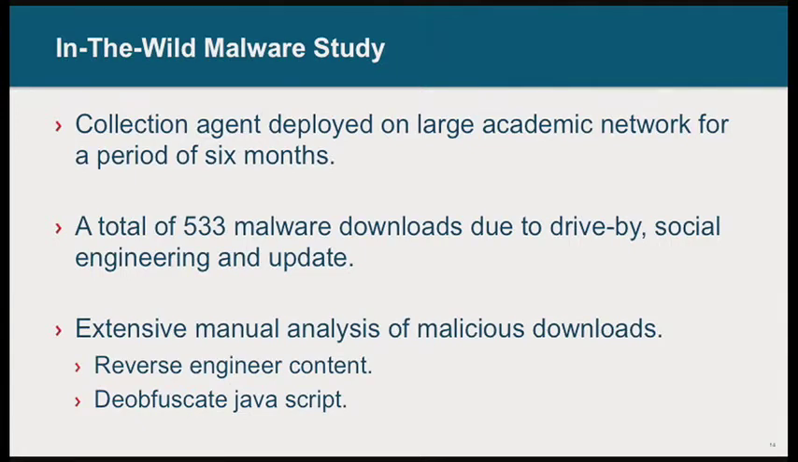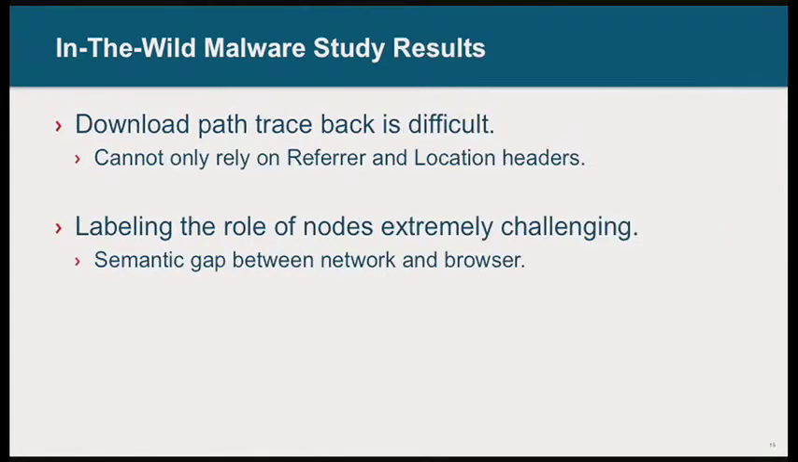And so for these 533 downloads, we did extensive manual analysis. We did a lot of reverse engineering. We had to do a lot of deobfuscation. We looked at plugins, and we manually reconstructed the path for all 533. We manually classified those as drive-by, update, or social engineering, and we also manually did the annotations. And so the result of this study is that we had some labeled data, and we also realized where some of the difficulties lay in trying to do this.